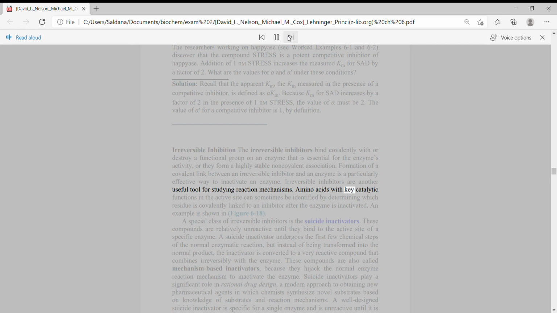Amino acids with key catalytic functions in the active site can sometimes be identified by determining which residue is covalently linked to an inhibitor after the enzyme is inactivated. An example is shown in Figure 6-18.